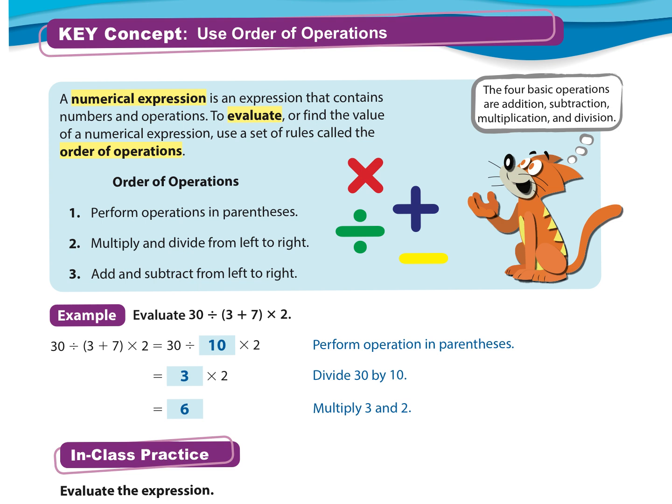Evaluate. The word evaluate just means solve. You're figuring out the answer to an expression. And you can use a set of rules called order of operations. So if you look below, you have 1, 2, 3, 3 steps. It says perform operations in parentheses. Step 2, multiply and divide from left to right. And step 3, add and subtract from left to right.